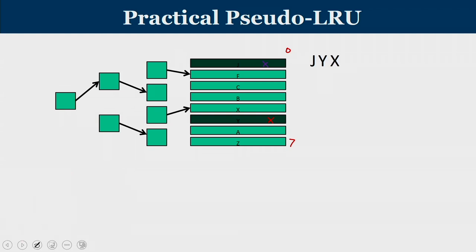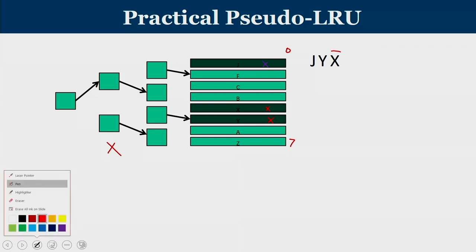Now let us continue further. The next one is X. When you have X, you know that X is somewhere here. On accessing X, kindly observe the animation carefully. To reach X, the arrow in the root is not going to get affected, the upper half will still be the least recently used. No change. When it comes to the second one also, we do not have any change, because X is on the upper half. When it comes to the last one, it gets flipped back to this. So this is the status after accessing X.